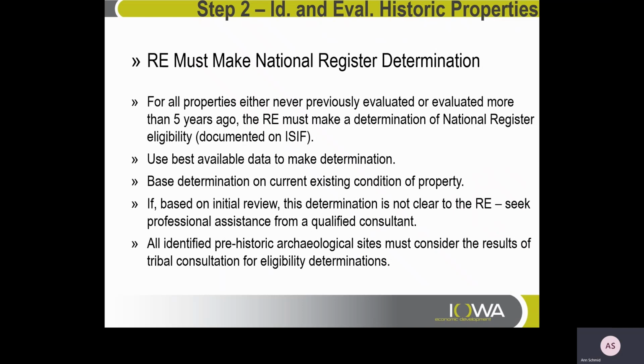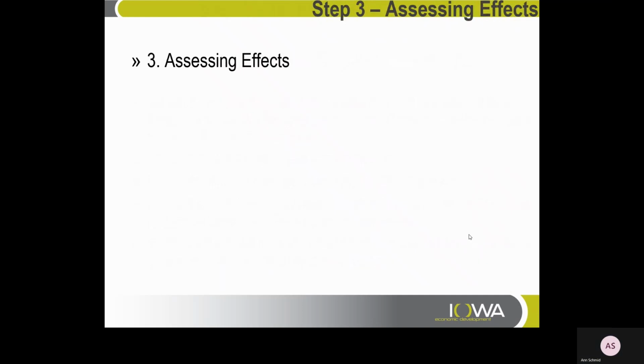All identification of prehistoric archaeological sites must consider the results of tribal consultation for eligibility determinations. Now, once we've identified that area of potential effects, we've identified all potential resources within that area, and we've evaluated those resources, now we move on to step 3, assessing the effects of our undertaking.